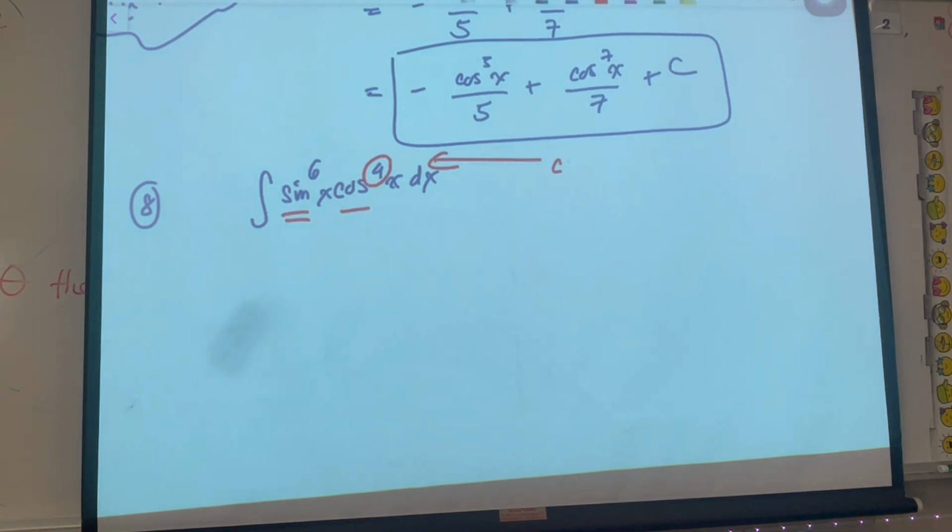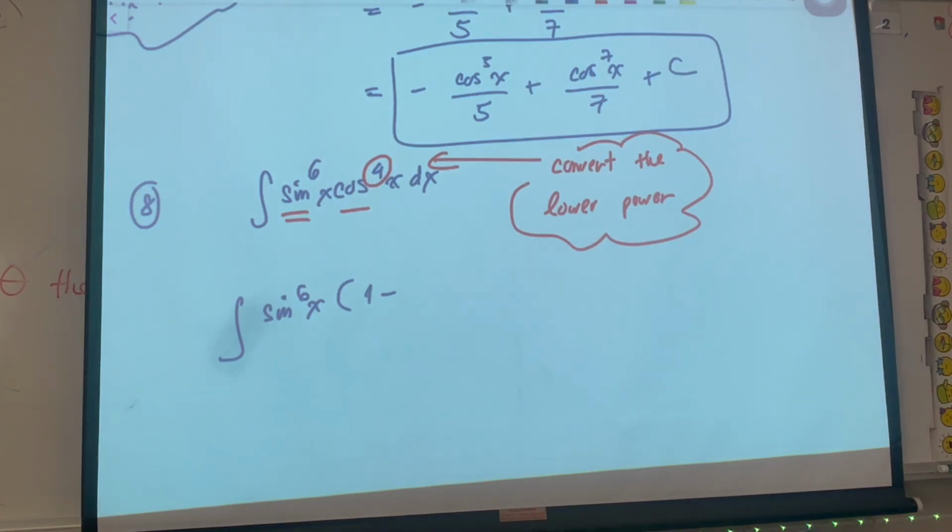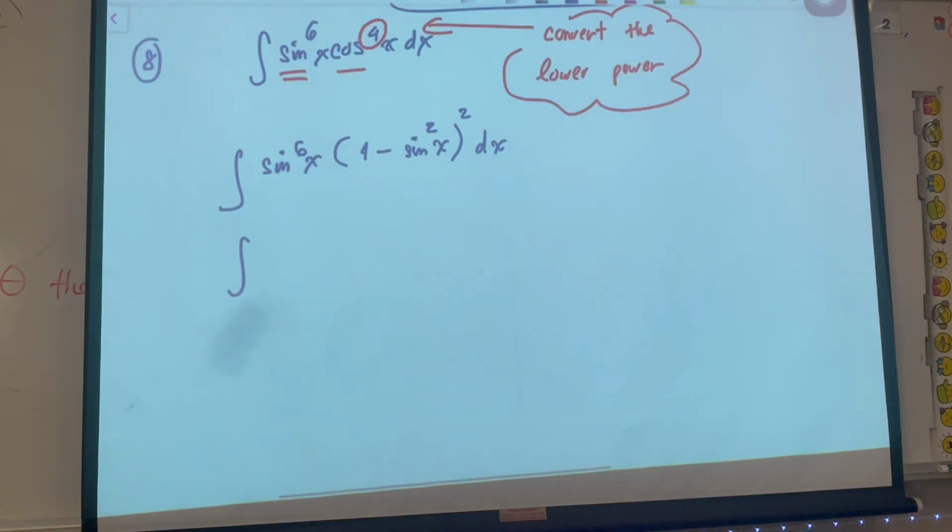Convert the lower power. What was the other one? Square root of what? So that equals sine 6, which is sine square, squared. Very good. Then sine 6 is 1 minus... What do you ask? Expand this. 1 minus 2 cosine.